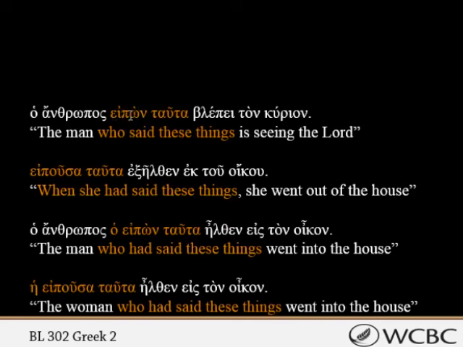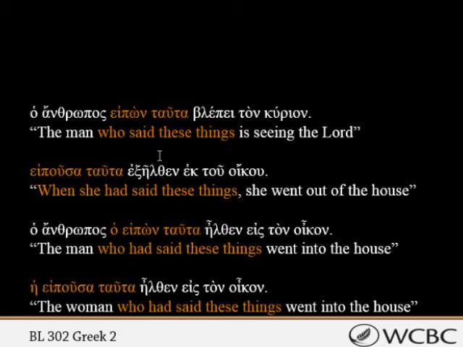And notice in this case, we're dealing with an aorist participle, so the man who said these things is seeing the Lord. So blepei is a present active indicative, third person singular verb, so it's present time. So the participle is actually taking place prior to the present time. So the man is seeing the Lord is essentially the sentence, but the man, prior to seeing the Lord, who said these things, is the one who saw the Lord.